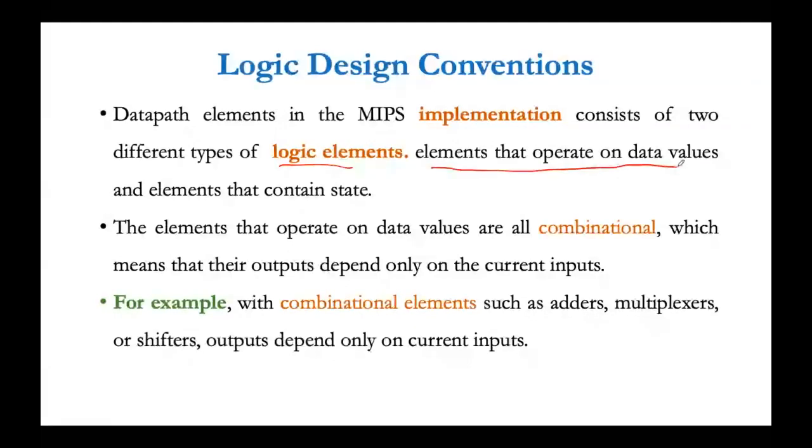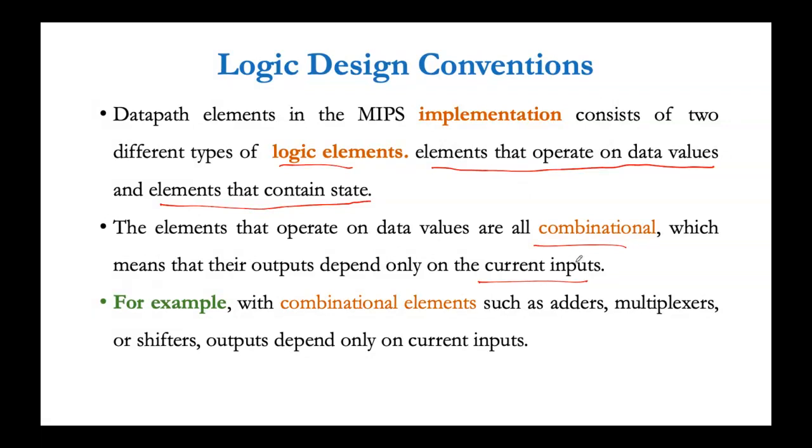What are those? One is the elements that operate on data values, and another is the elements that contain the state. The first, the elements that operate on data values, we call combinational elements, which means that their output depends only on the current inputs. The element's outputs depend upon the current inputs only. If the current inputs are the same, the output is the same. The output will not change.